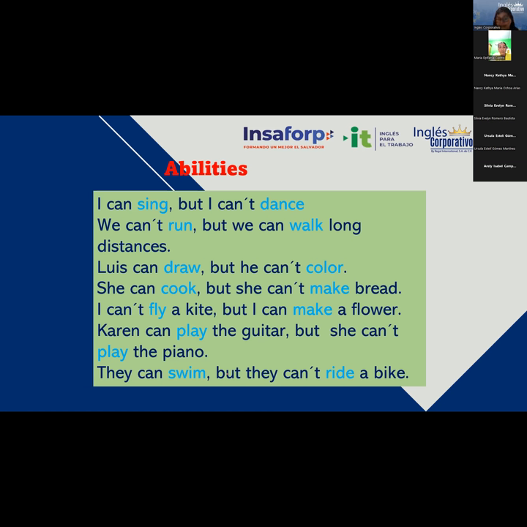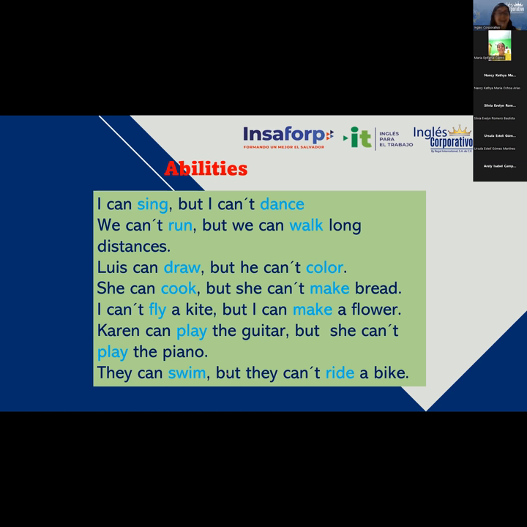Karen can play the guitar, but she can't play the piano. She can play the guitar, but she can't play the piano. They can swim, but they can't ride a bike. Can you swim? Yes. Can you ride a bike? A little. Yes. I never learned.